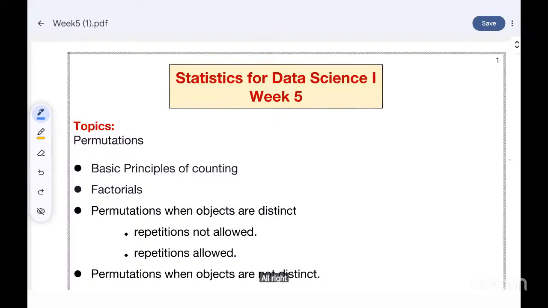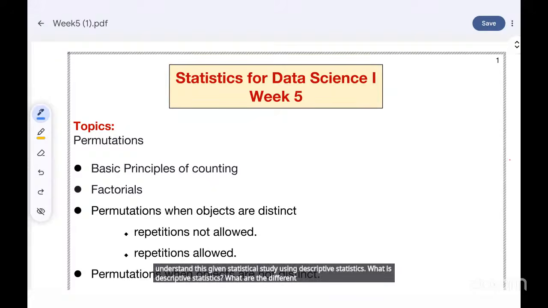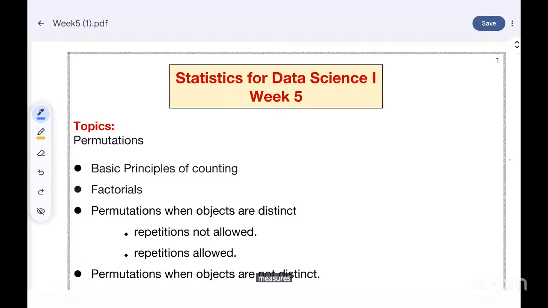All right, so let's move into week 5. So far from week 1 to 4, we were seeing concepts mainly about statistics, populations, and samples, and how to understand a given statistical study using descriptive statistics. What is descriptive statistics? What are the different central tendencies and measures of variation? These things we have seen so far from week 1 to 4. Okay. So now we are moving to a different topic called permutations.